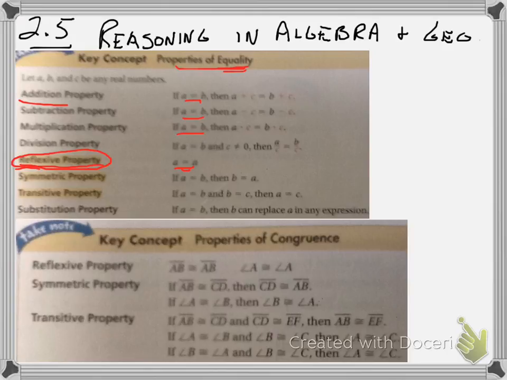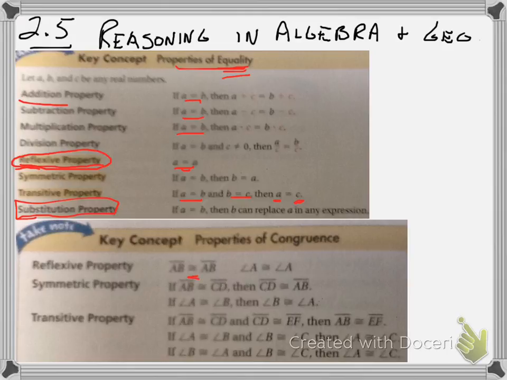You can flip it. Transitive property, if A equals B and B equals C, then A is equal to C. Okay, substitution property, again, A equals B, then B can replace A as any expression. You know how that is. You can substitute stuff in. We've done that many, many times. That's properties of equality.